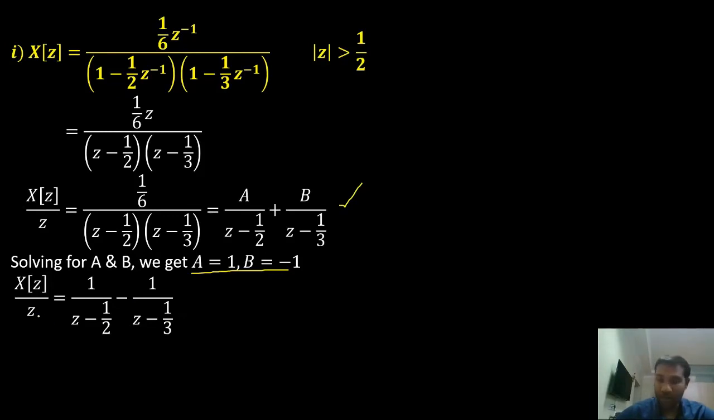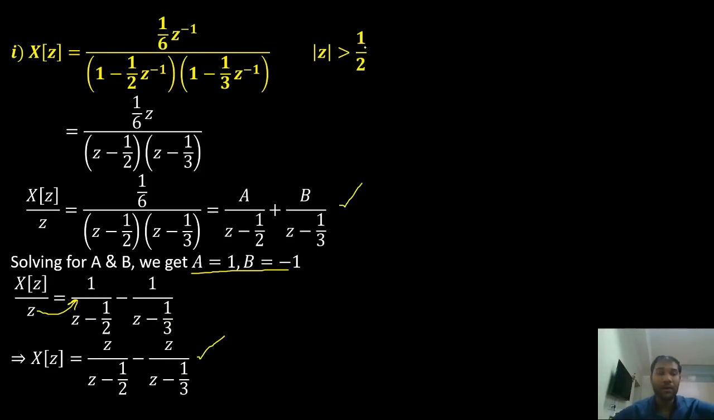Now I'll multiply the entire equation on both sides with z. So this is what I will get. Or I'll take this z to the other side. This is what I will get. Now I'll find the inverse z transforms.